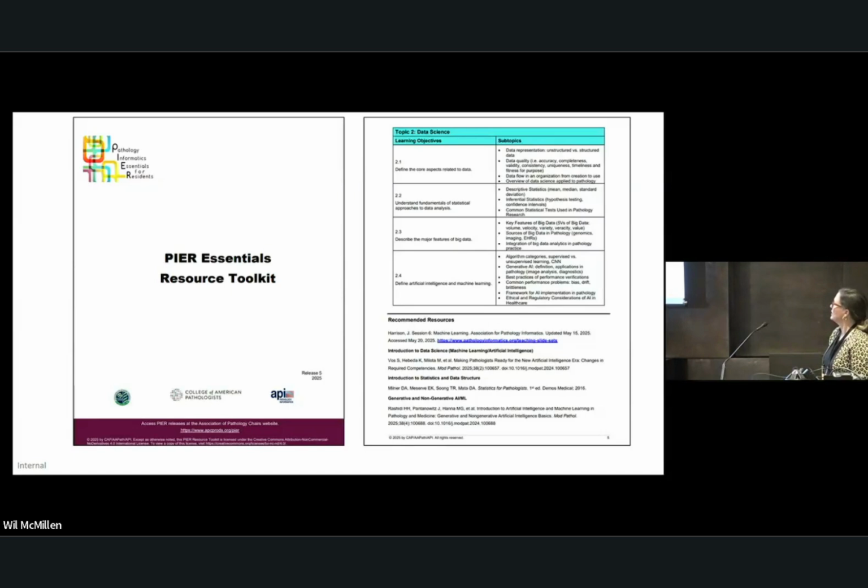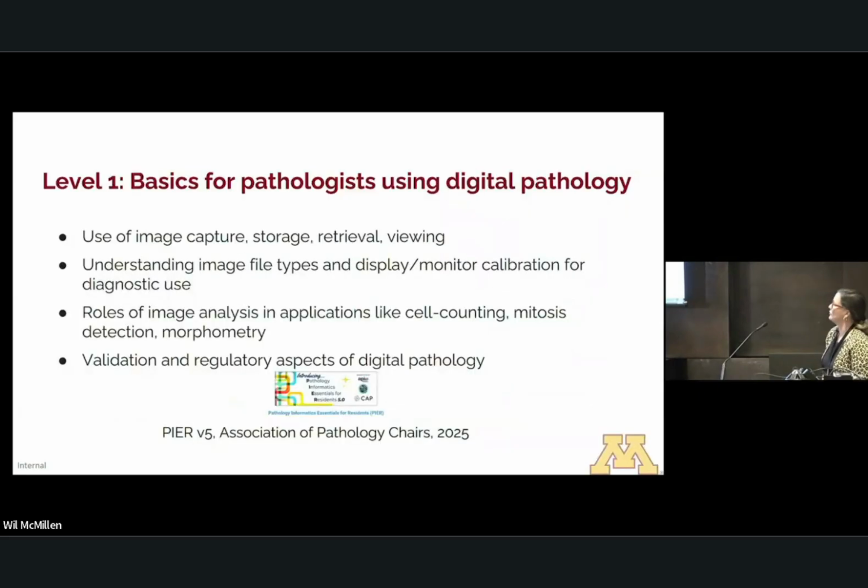There are 2 pages. I also just want to call out that usually the top recommended resource for every topic is Dr. Harrison's freely available teaching slide set that we'll get to hear from Dr. Harrison later. But going back to this, this is what Peer has recommended as kind of the base for pathologists using digital pathology as a diagnostic tool.